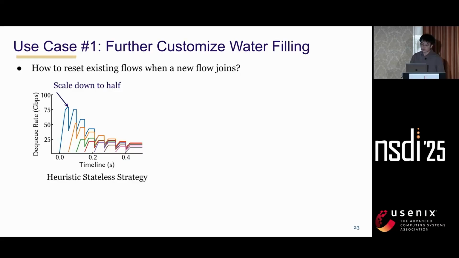For this trace, we take a straightforward strategy, which is heuristic and stateless. When a new flow joins, the first design question is how to scale down the decay rate of an existing flow. For this trace, we scale down to half. Next design question is how we can start new flows. Here we start from 0. We can see that the problem for this strategy is that it converges slowly and is not fair.